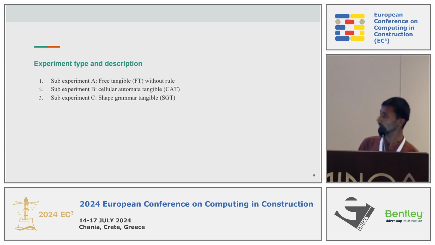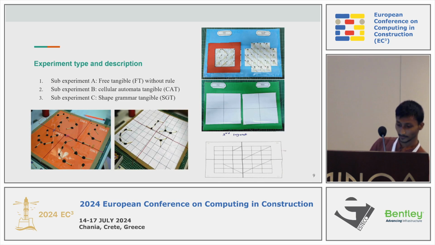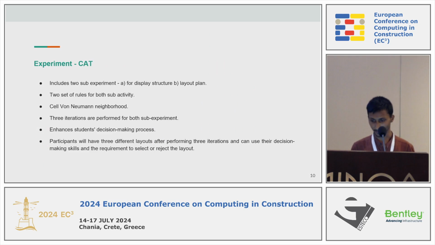Here you see, on the right side, 3 images which show the grid. These are cellular automata. On the left, the orange one is the free tangible, and in between is the shape grammar tangible. This is how they look in real when we are performing the experiment.